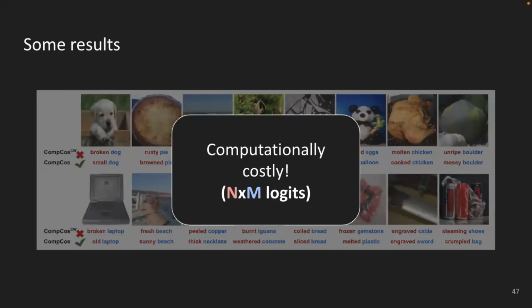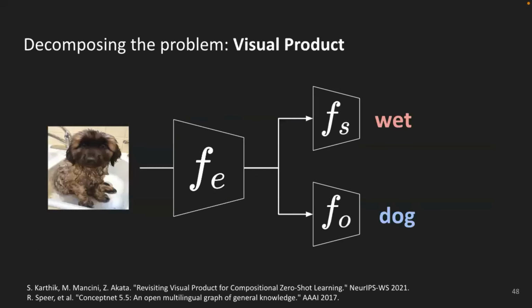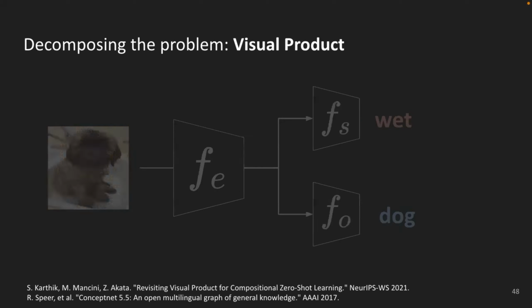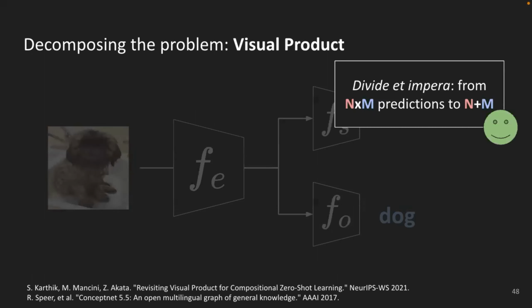But anyway, this is computationally costly, right? We are predicting in n times n, so the number of states and objects space is super large. And here it can be good to take back and use our old friend, the visual product baseline, right? Because here we are decoupling the problem. So we are predicting m states and objects separately. So it's a much easier problem by itself. And this is nice, right? We have this sort of divide and conquer approach.